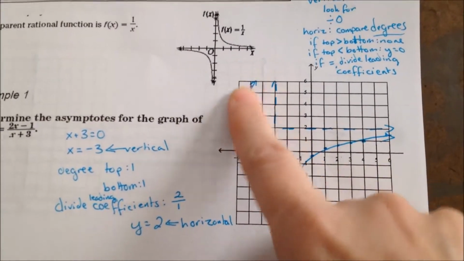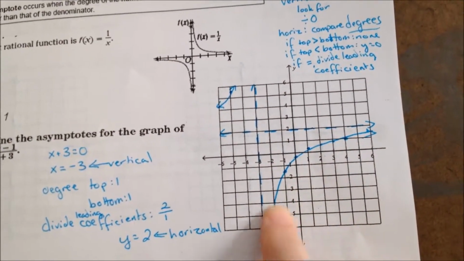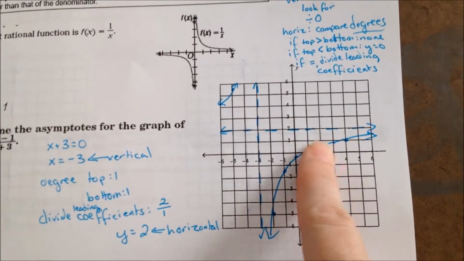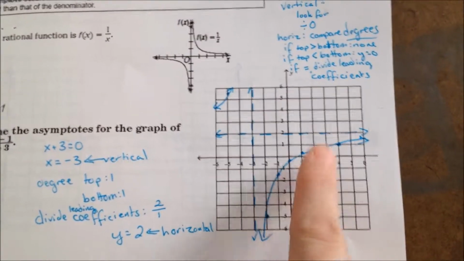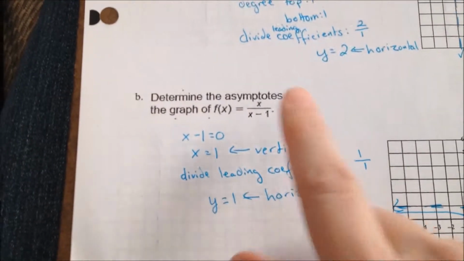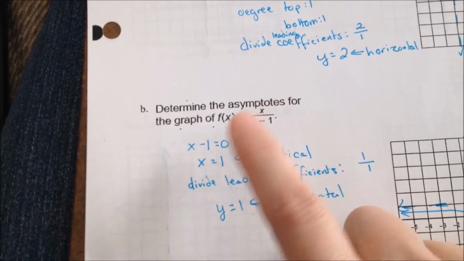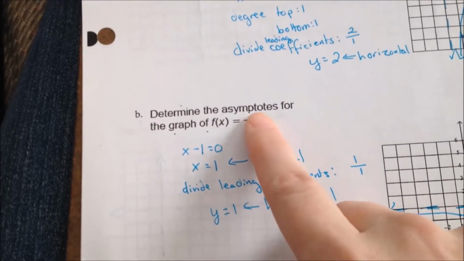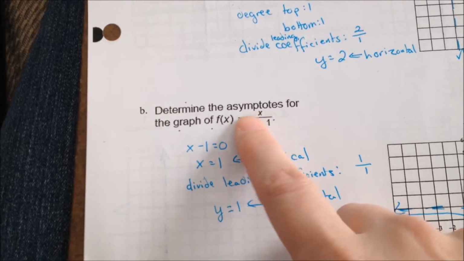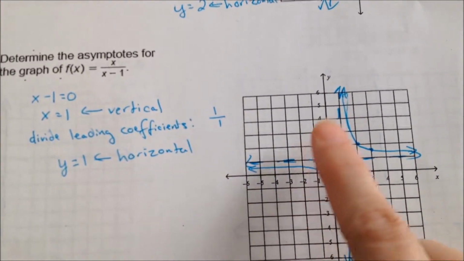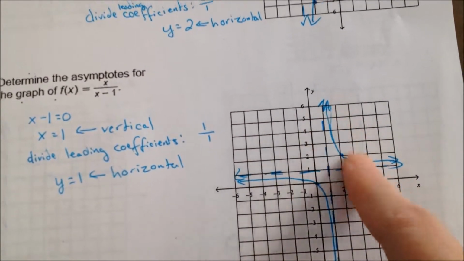And then to actually draw it, just go ahead, look in the table and get some values, and really just make sure, check your intercepts and make sure you're on the right side of the lines, and that's good enough for me. For problem part B, x over x minus 1. What makes a division by 0? X equals 1. They have the same degree. 1 divided by 1 is 1, so the horizontal asymptote is at y equals 1. And then I just plotted it in the calculator.